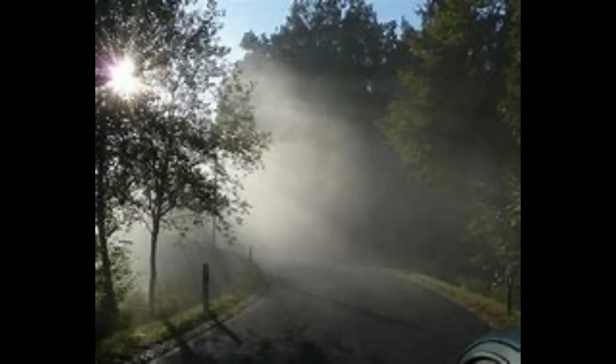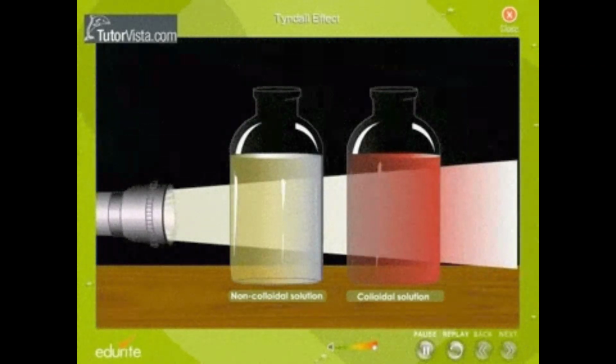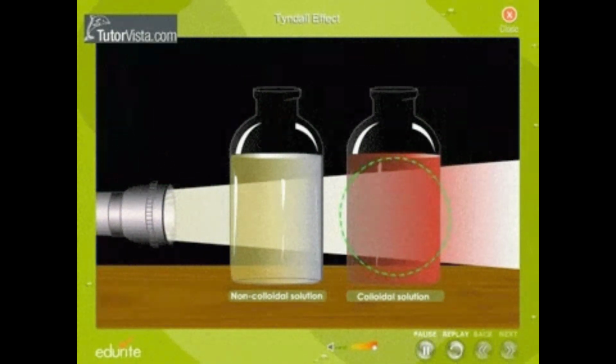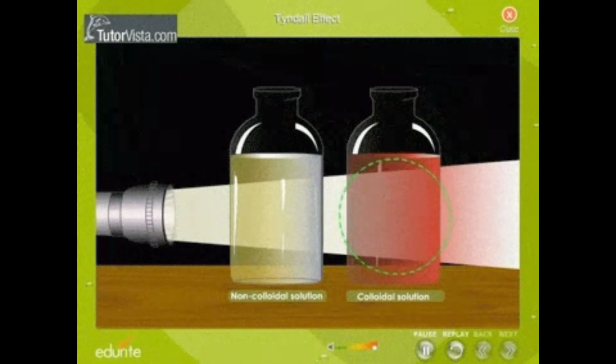Fog and mist. When light passes through fog, mist, or smoke, the Tyndall effect causes the light to scatter, making the fog or mist appear illuminated. This can reduce visibility, especially while driving. Colloidal solutions. In chemistry, the Tyndall effect is used to identify whether a solution is colloidal. If a beam of light is visible when passed through the solution, it indicates the presence of small, suspended particles.